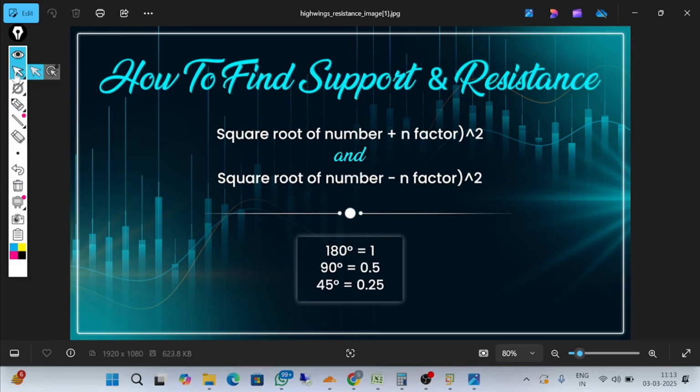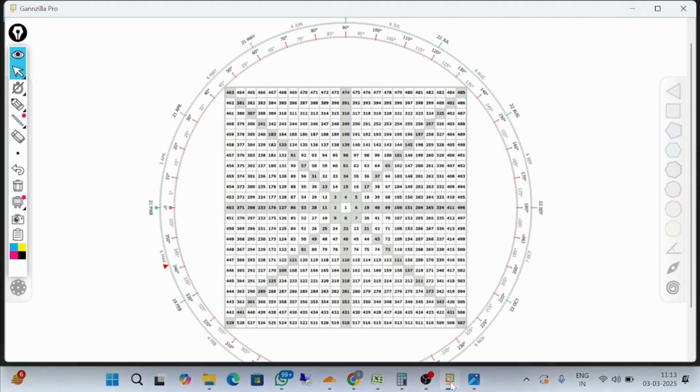Now let us take an example with the GANN square of 9 and do it in GANNzilla. So basically the GANN square of 9 looks something like this. See, this is 1, 2, 3, 4, 5, 6, 7, 8, 9. It is moving in clockwise direction.